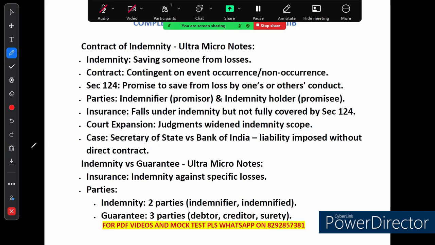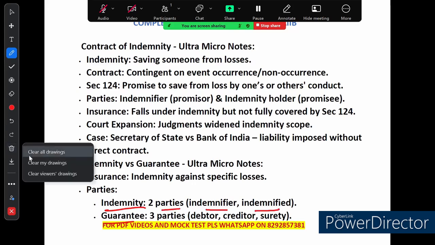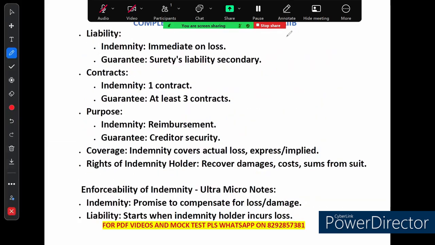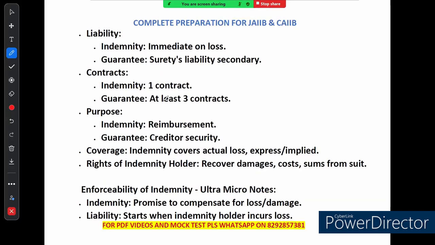Now let's look at indemnity versus guarantee. In indemnity there are two parties, right? The indemnifier and indemnified. In guarantee there are three parties: debtor, creditor and surety. That's the basic difference. Now liability. For indemnity, the liability is immediate once there is loss, and for guarantee, the surety is liable only if the debtor does not pay. So the liability is secondary, right?